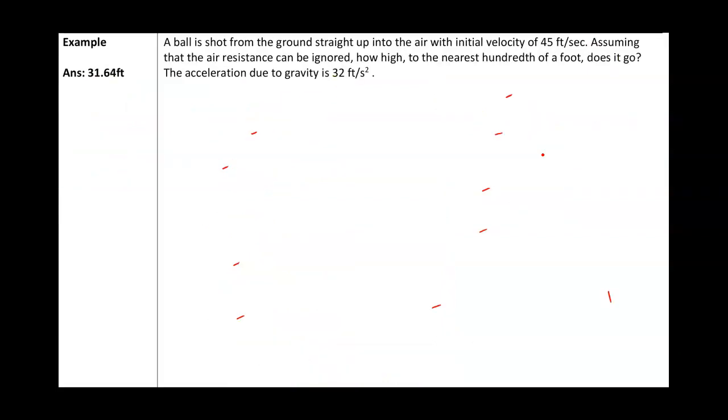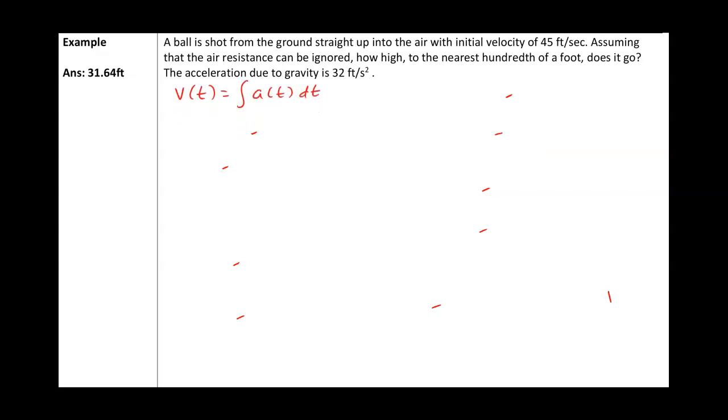All right, last example. It says a ball is shot from the ground straight up into the air with an initial velocity of 45 feet per second. Assuming that the air resistance can be ignored, how high to the nearest hundredth of a foot does it go? And the acceleration due to gravity is 32 feet per second squared. Okay, let's break this down.